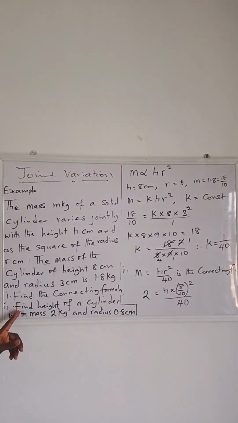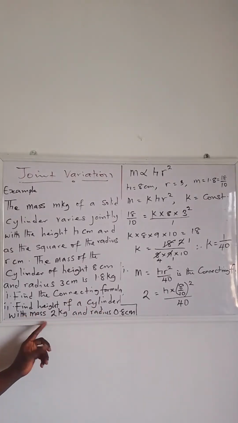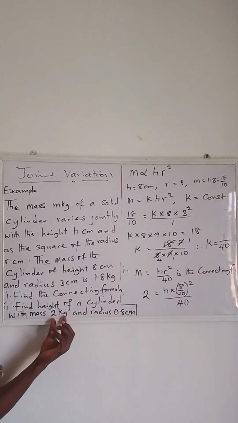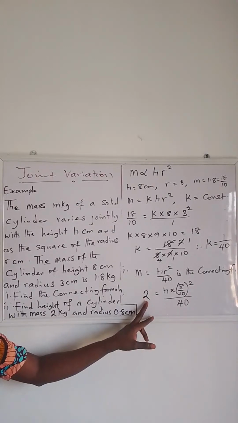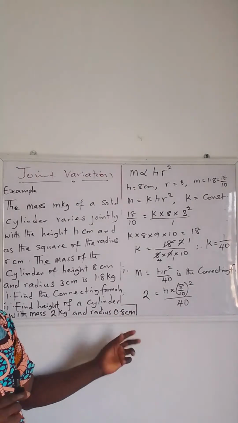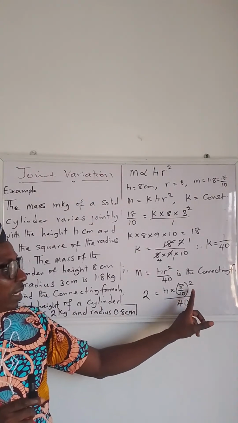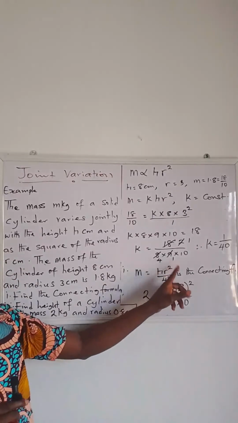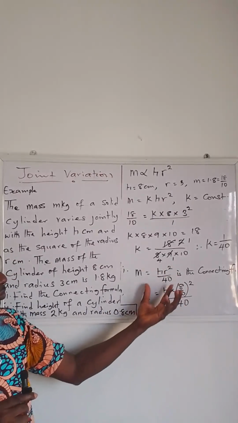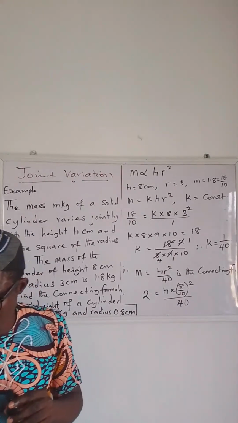Let's go through the question again. Find the height of a cylinder with mass 2 kg. The mass has been given, mass 2 kg, and radius 0.8. 0.8 is the same thing as 8 over 10. So that's what we have here, all over 40. I'm substituting inside this connecting formula here. All right, so now let's move on.